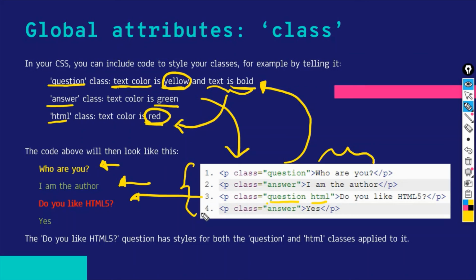And of course, in paragraph 4, it uses the answer class, which will turn the color of the text into green. So notice that, unlike in paragraph 3, the HTML question has styles for both question and HTML classes applied to it.